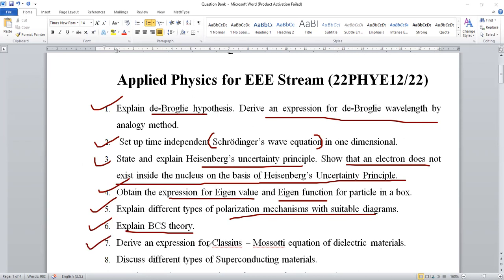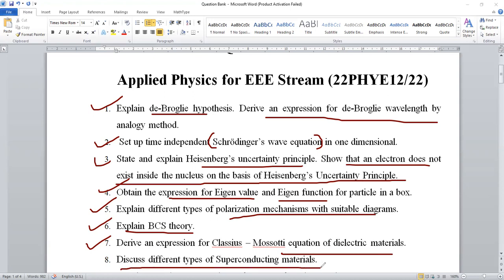Then derive an expression for Clausius-Mossotti equation for dielectrics. A few steps are available. Try to adopt those particular steps, and mention why you are explaining the Clausius-Mossotti equation.